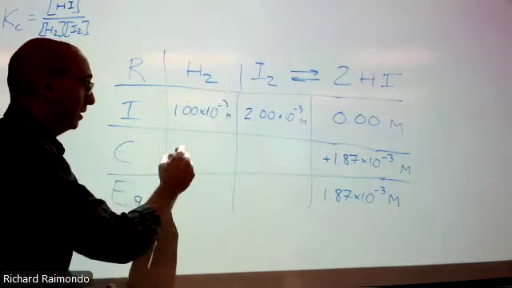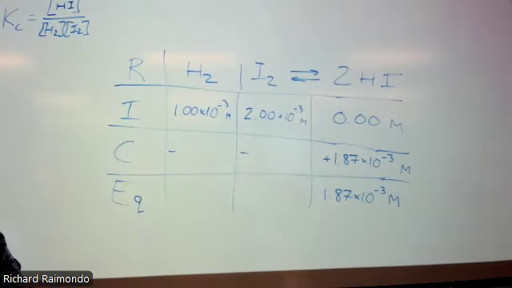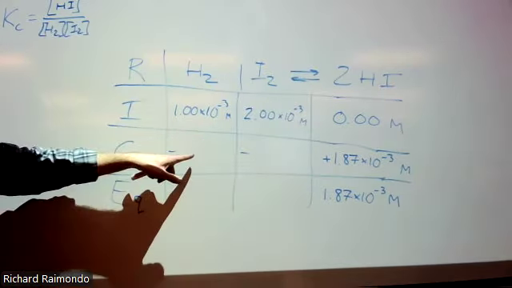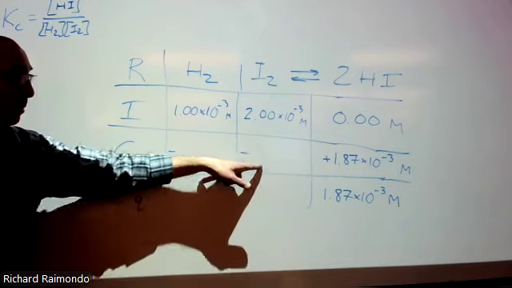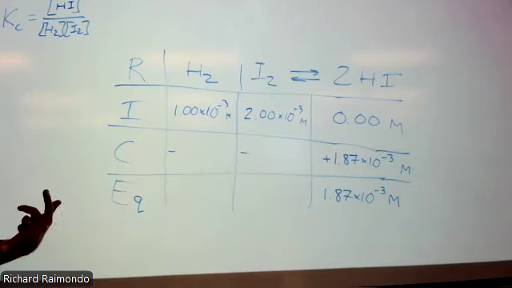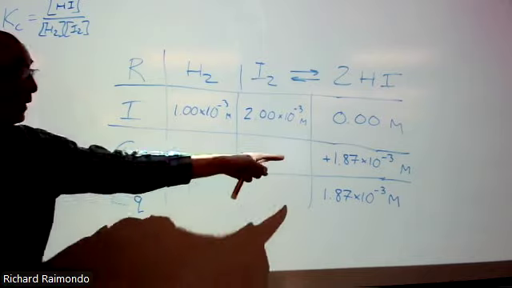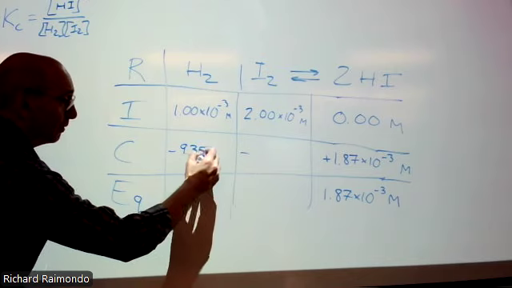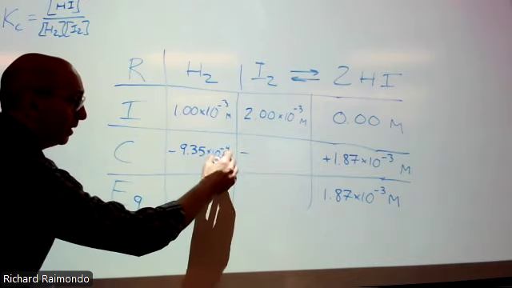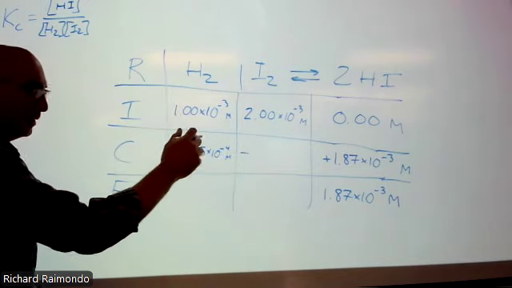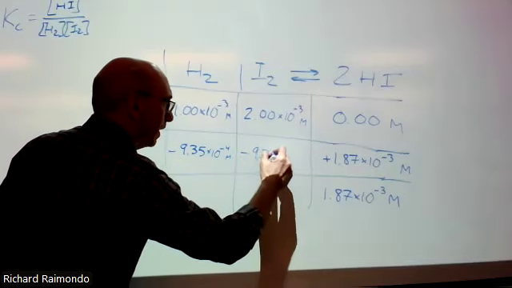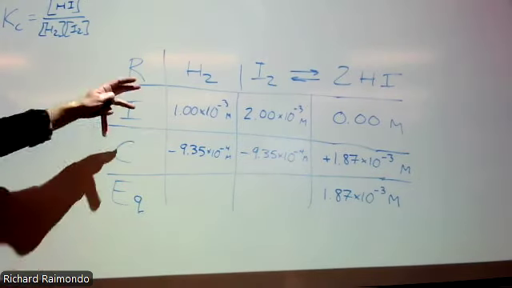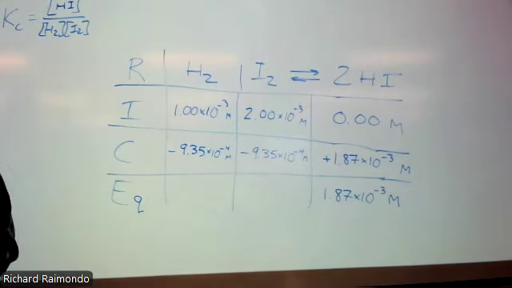And these are our reactants. These got used up in what ratio? 2 to 1, right? So how much concentration did it drop here for each one of those reactants? Half of this, right? 1 to 2 ratio. So 9.35 times 10 to the minus 4. I know these numbers because I've already done them like 4 times. 9.35 times 10 to the minus 4. And then we can just do some math and figure out our equilibrium concentrations.